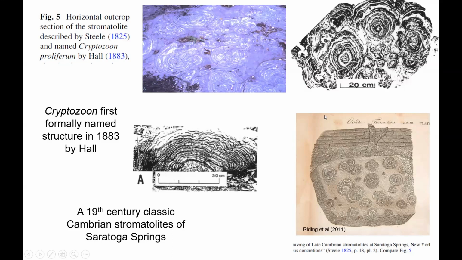And so they started to give them names, and this one was called Cryptozoon, which kind of means hidden animal life, which of course they're not animal life, but anyway, that was what was thought at the time.